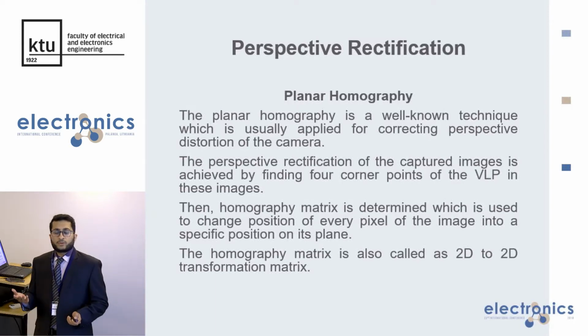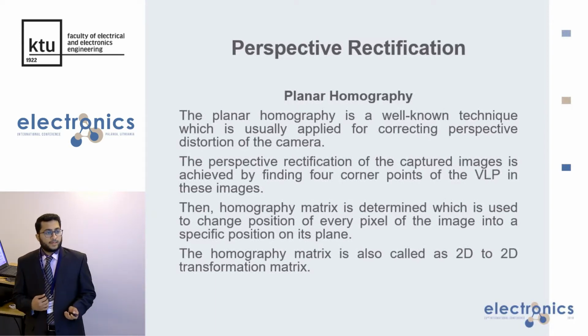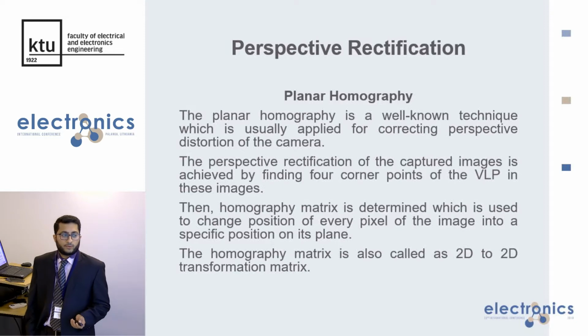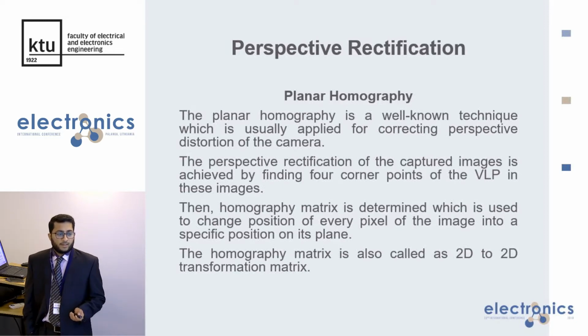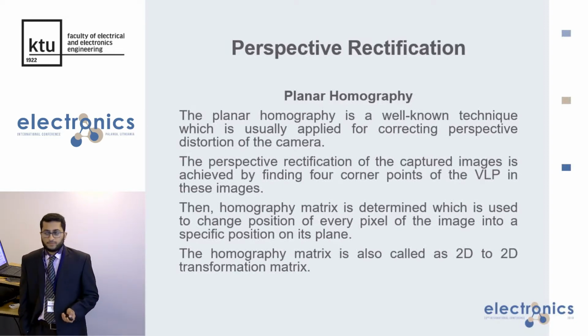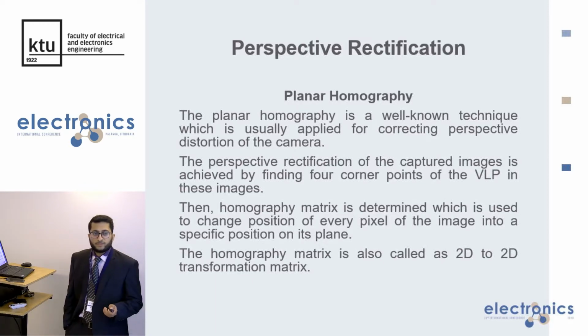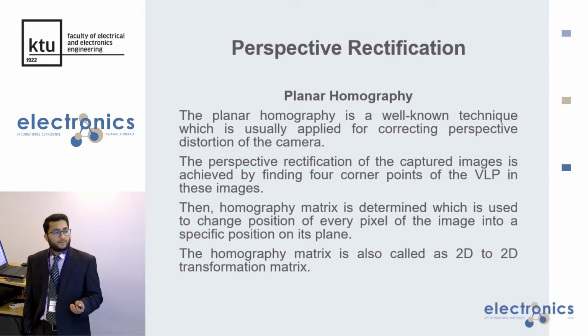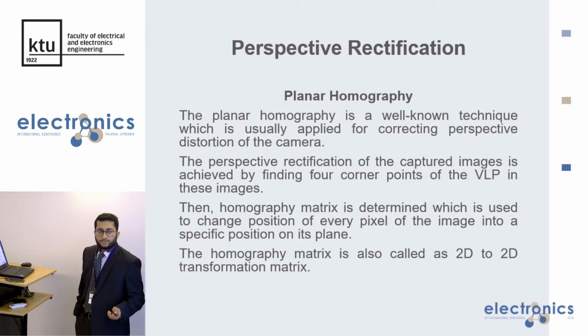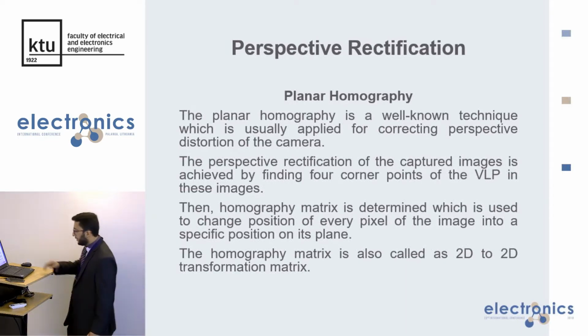Once we know the 4 corner points, we get the homography matrix, which is like a 2D to 2D transformation. Each pixel from the actual image will be shifted to the new position based on the homography matrix.